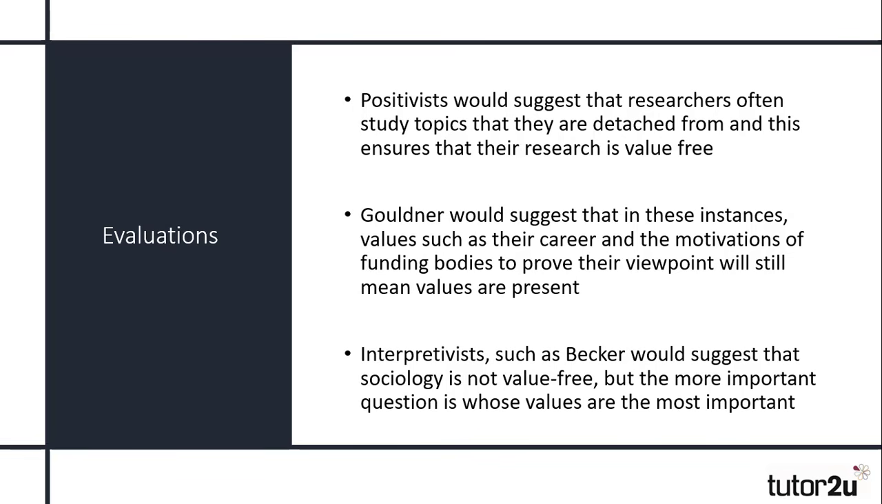Gouldner argues that in these instances, the sociologist is not being objective, as they are still influenced by their career aspirations and wanting to please senior academics. They may also be influenced by the demands of the funding bodies, institutions that Gouldner argues have the greatest influence in the choice of topic and method in sociological research. And this may mean that the researcher is objective, but the interests of the funding bodies lead to the research being based upon their desires.